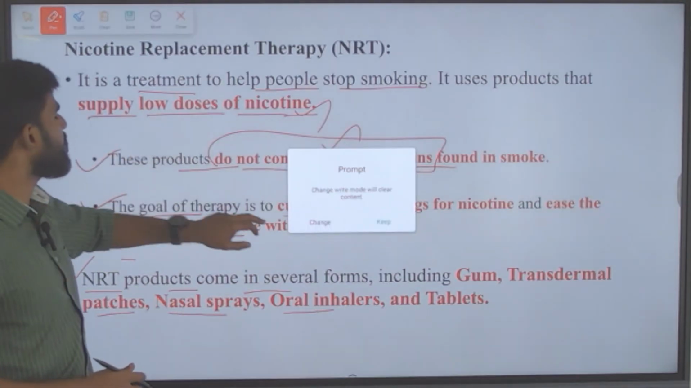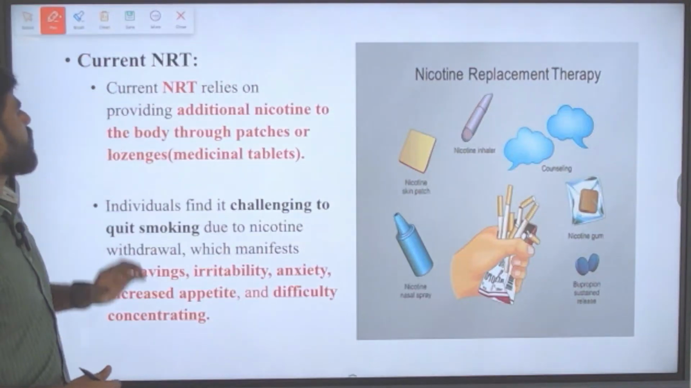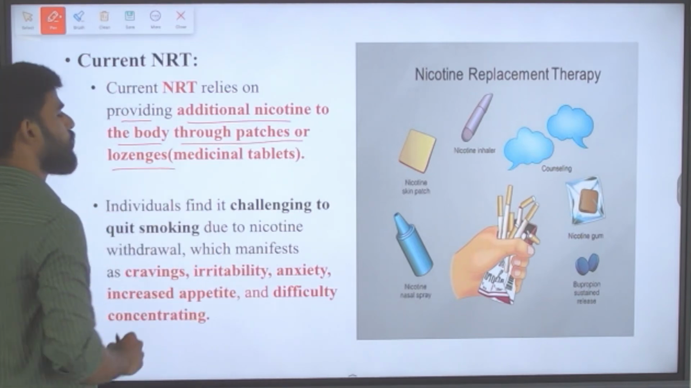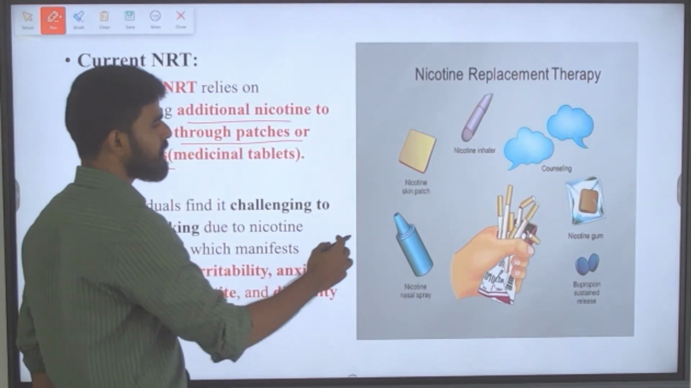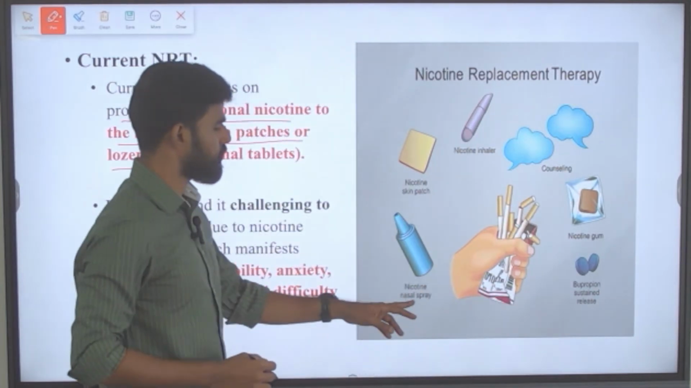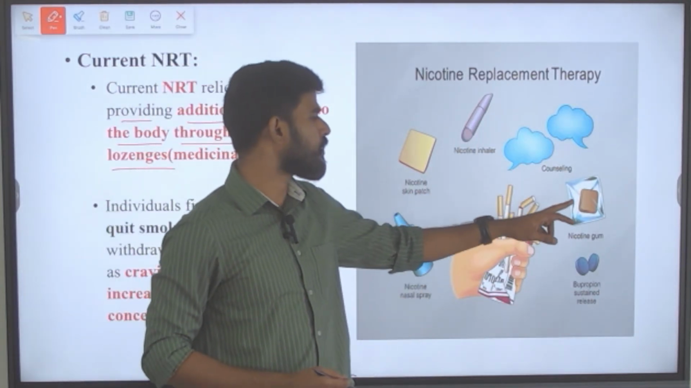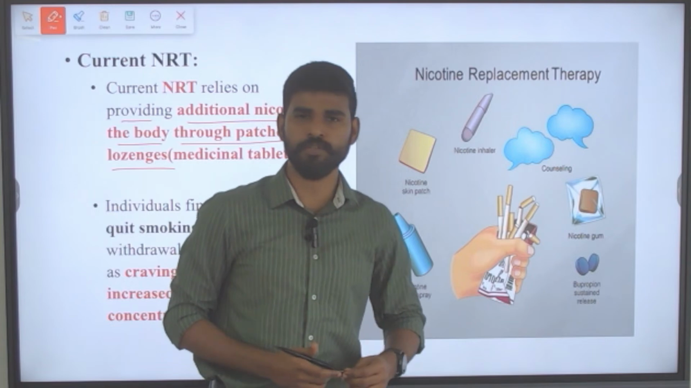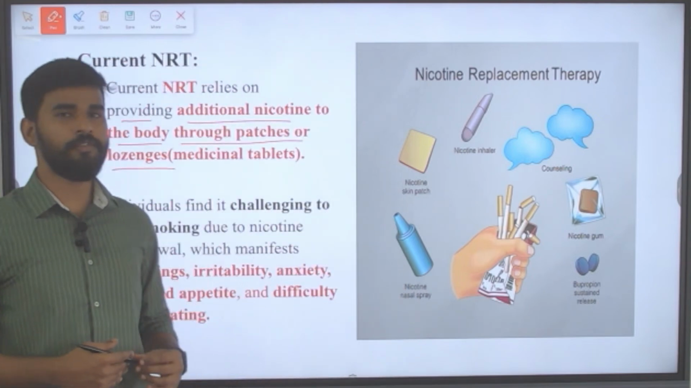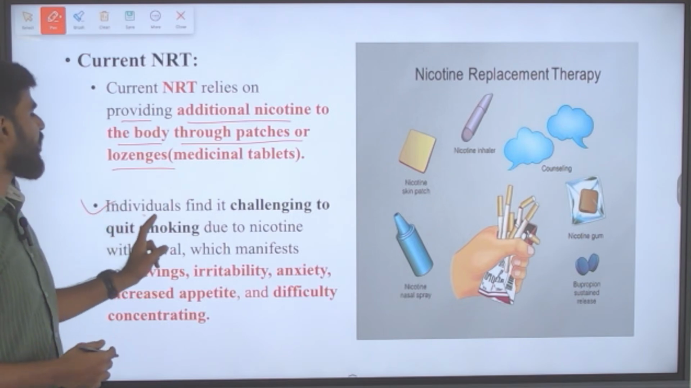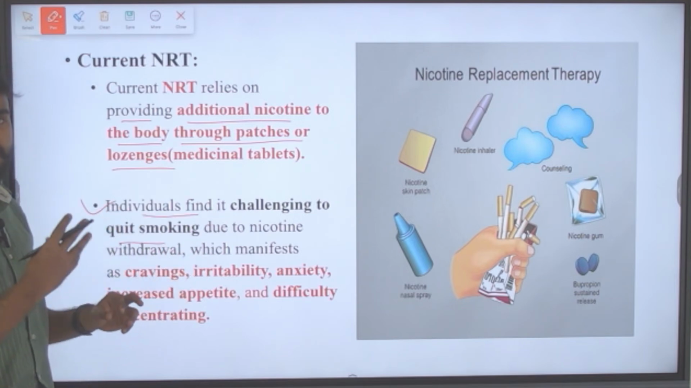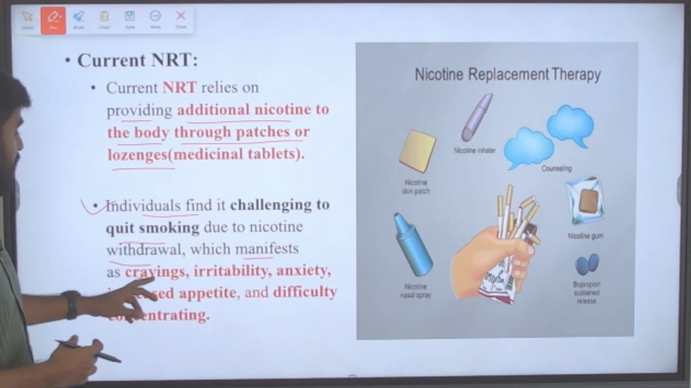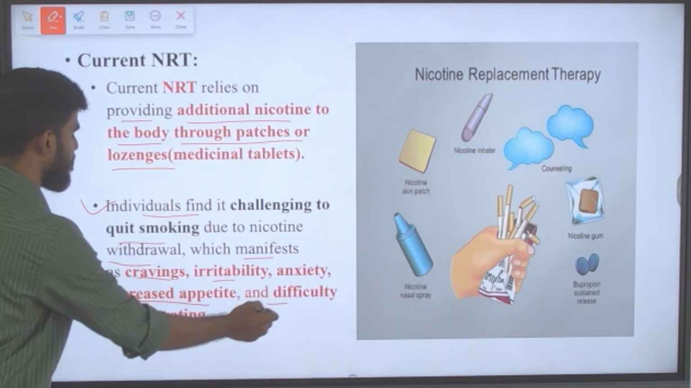And what is the current nicotine replacement therapy that we have? Currently the therapy relies on providing additional nicotine to the body through patches and lozenges, that is tablets. So these are the different replacement therapies that we have now: nasal spray, skin patch, inhaler, gum, and sustained release tablets. Moreover, counseling is yet another option to come out of nicotine addiction. Individuals find it challenging to quit smoking because of the symptoms of nicotine withdrawal. Nicotine withdrawal manifests as cravings, irritability, anxiety, increased appetite and difficulty concentrating.